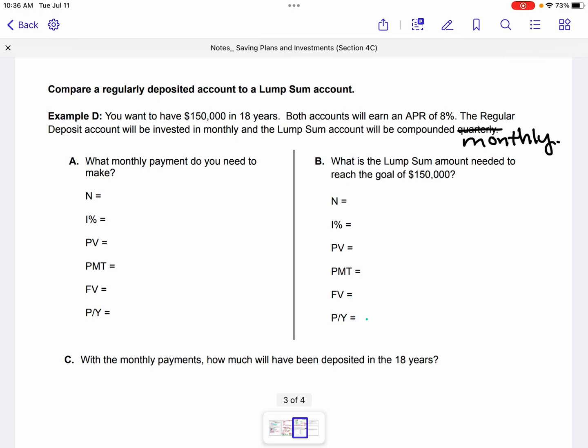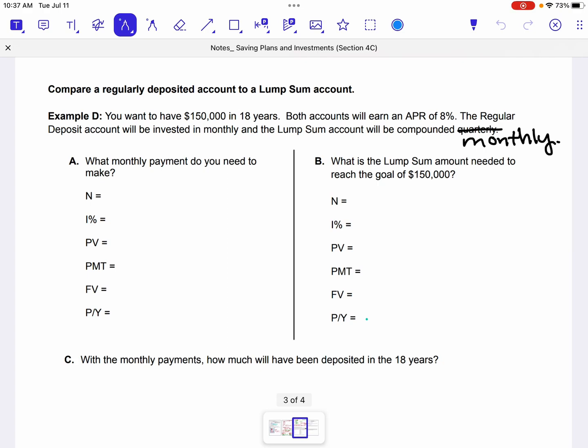This video is going to continue to explore things that we can do in that TVM solver, looking at a problem in which we're going to compare what would happen if we do the monthly payment route versus if we do some of the problems like we did in the previous lesson where we deposit a lump sum. So in this particular example, we want to end up with a certain amount of money at the end of 18 years, that $150,000.